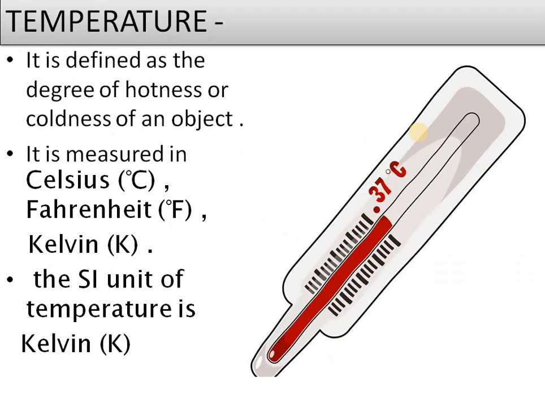Okay. Now, next thing what comes to our mind is temperature. What is temperature? If someone asks to define temperature, it is defined as the degree of hotness or coldness of an object. How hot or how cold an object is, that is determined by temperature. In the second point it is written, it is measured in Celsius, Fahrenheit and Kelvin.